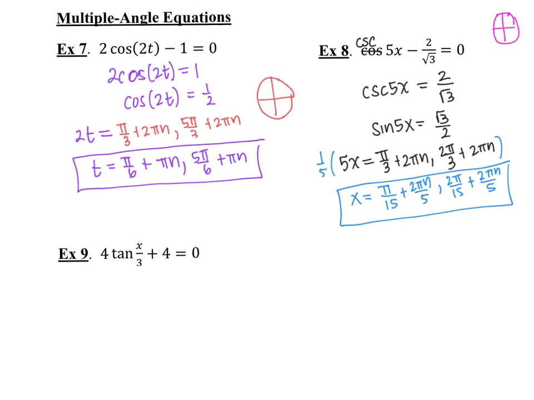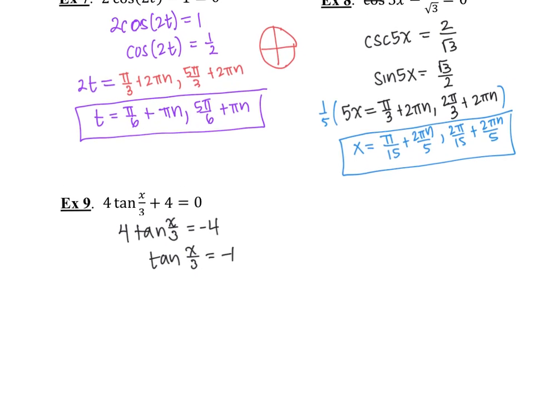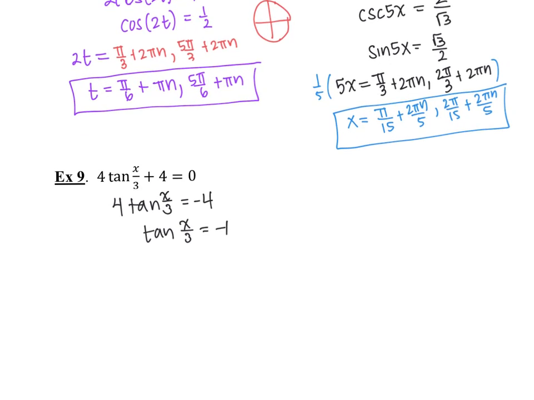Okay, one last one, and this is just to have a fraction as the value we're solving for. So for tangent, x over 3 plus 4. I'm going to isolate the x over 3 first. So I'll minus the 4. If I divide by 4, I get -1. Now I'm ready to consider my options here.